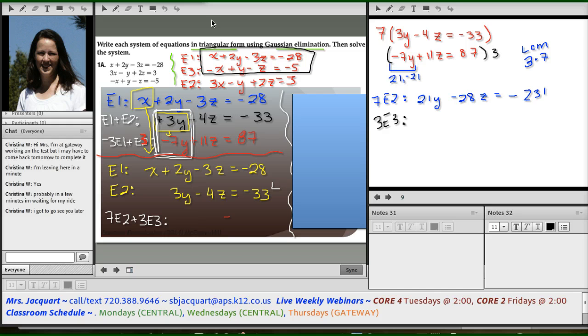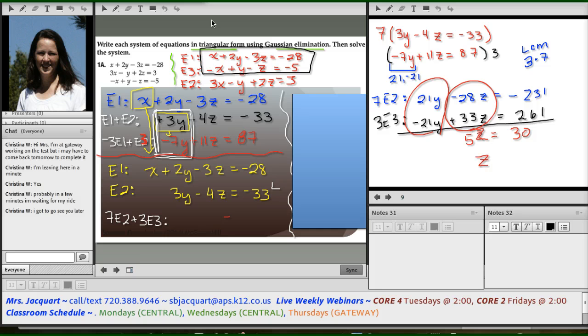Stuff is bumping things up and all over the place. It's annoying. Plus 33z equals 261. Add everything down. 0. Get 5z equals 30. So then z equals 6, but we're going to write that on the other side. 5z equals 30. Okay, then we're going to work the problem.